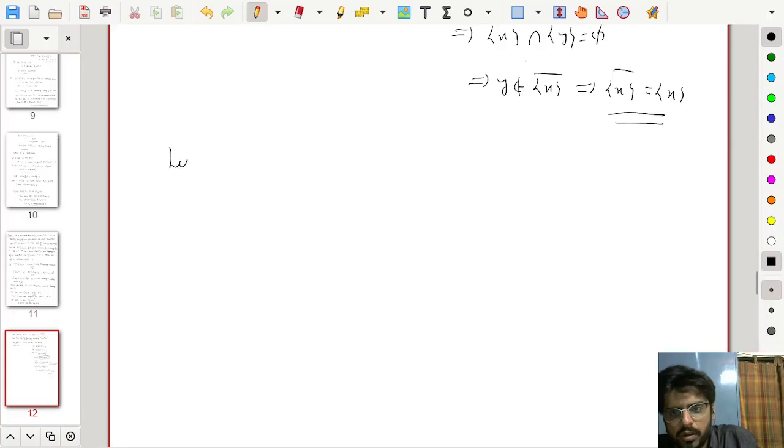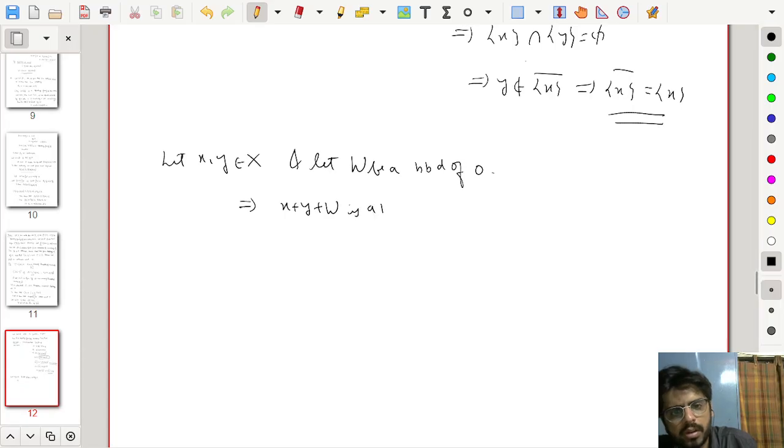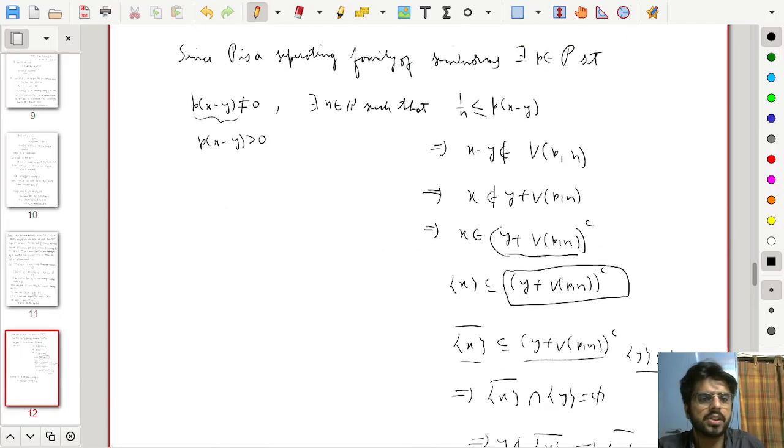Okay, so let x, y belong to X, and let W be a neighborhood of 0. This implies x plus y plus W is a neighborhood of x plus y. These are the only neighborhoods of x plus y of this form. You take any neighborhood of 0, you add x plus y to that. These are the only neighborhoods of x plus y. This is by the definition of tau.